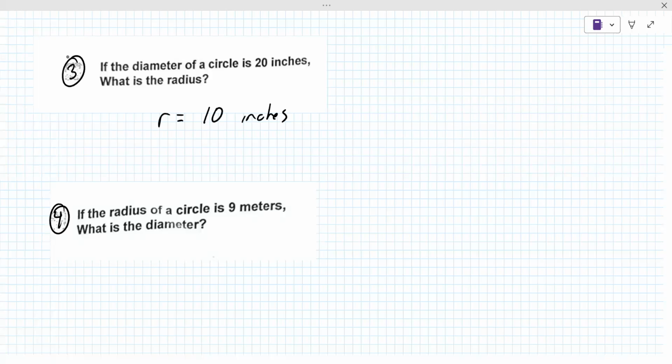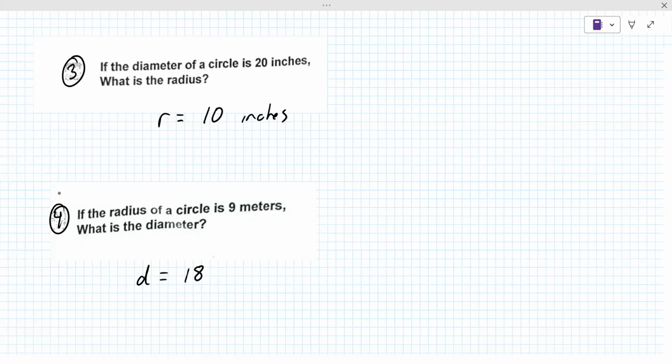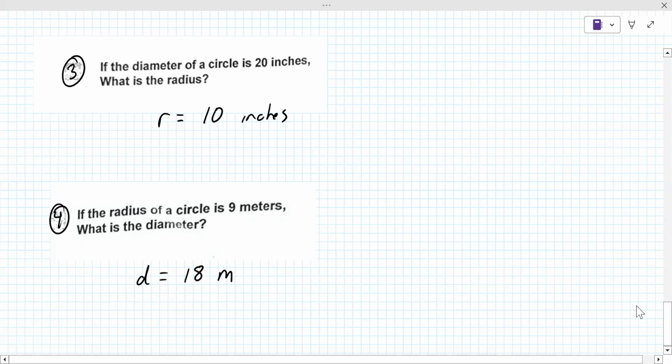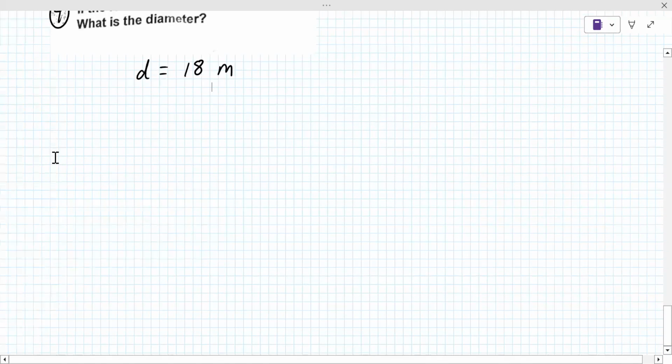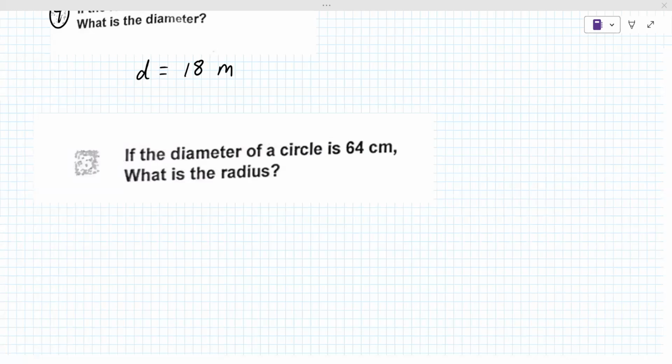Radius of the circle is 9 meters. What is the diameter? It's 9 times 2, so 18. What are the units? Meters. So 18 meters. Good. All right, next problem here. The diameter of a circle is 64 centimeters. What is the radius? It's 32 centimeters. Good.